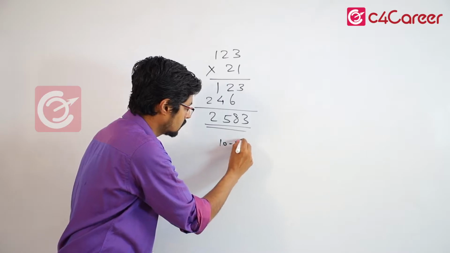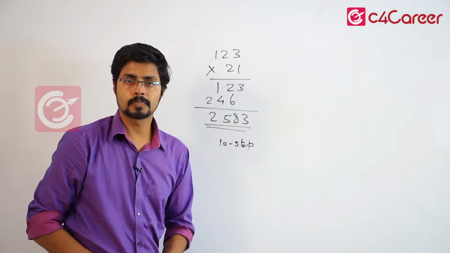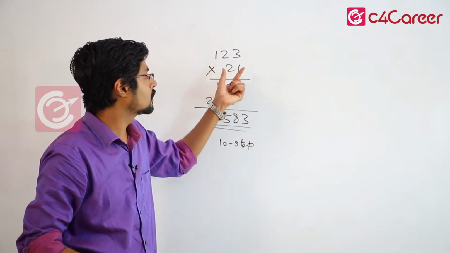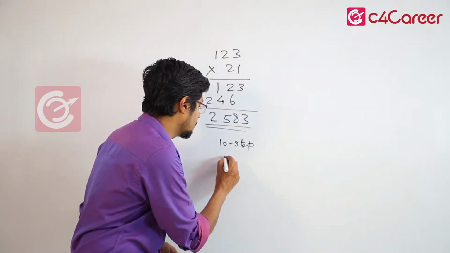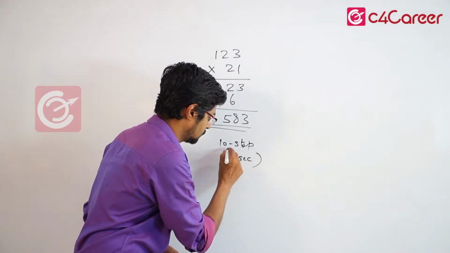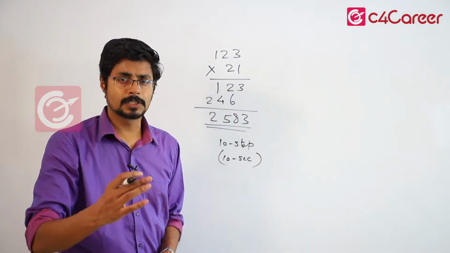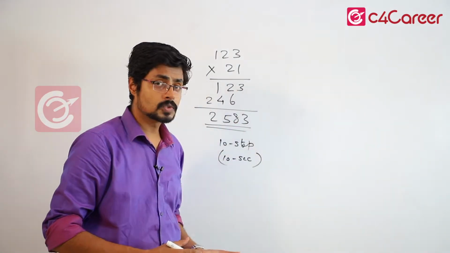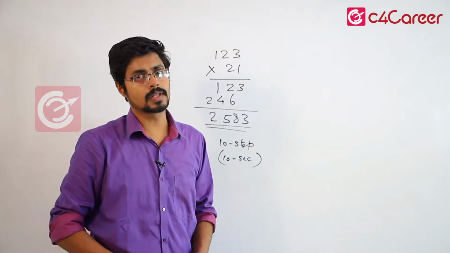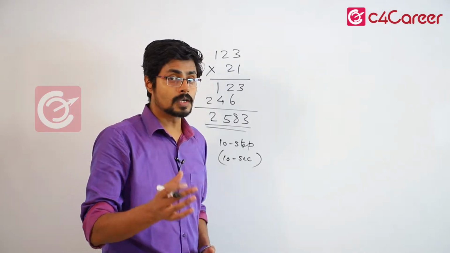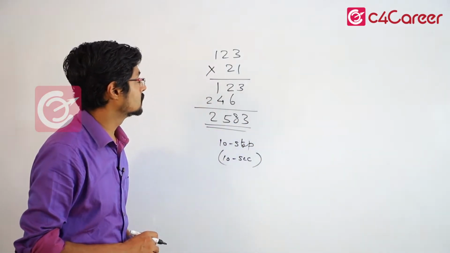So this is a 10-step process. Multiplying a 3-digit number with a 2-digit number is a 10-step process. Normally we take around 10 seconds. With an average speed, we will normally take 10 seconds to solve this question. People who are fast can do this in 8 seconds. Somebody who is slow may take a little more than 10 seconds. Okay, now let's look at the new method that we are going to discuss here.